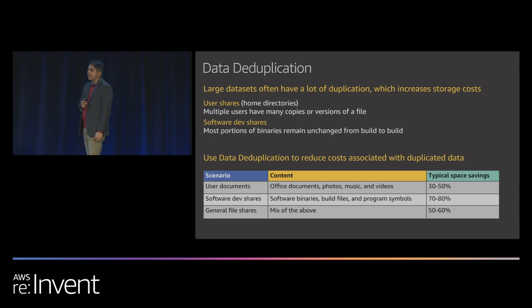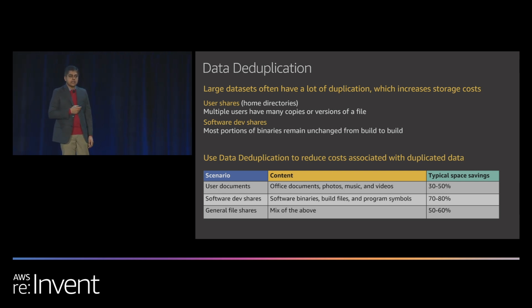The second aspect of cost effectiveness I'll touch on is data deduplication. Large data sets tend to have a lot of duplication in them. This can increase your storage utilization and your storage costs. Examples of this include user shares that can have lots of users having many copies or even versions of a file, or even subsets of a file that have duplication in them. You can have software development shares where you have most portions of binaries remaining unchanged from build to build across versions. You can use data deduplication to reduce costs associated with all of this duplicated data.